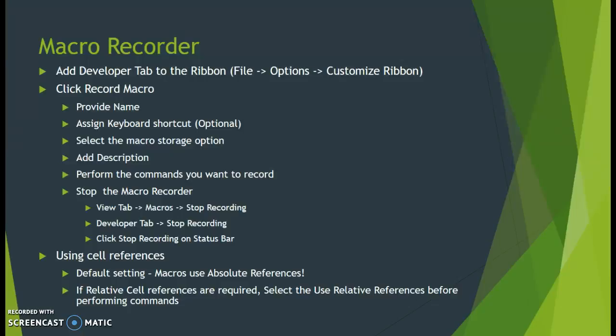So again, with dealing with the macro recorder, the developer tab has to be added to the ribbon. We have File, we have Home, Insert, all those. We have to go to File, Options, Customize Ribbon, and we'll do that here shortly. To add the developer tab, we're going to click Record Macro.